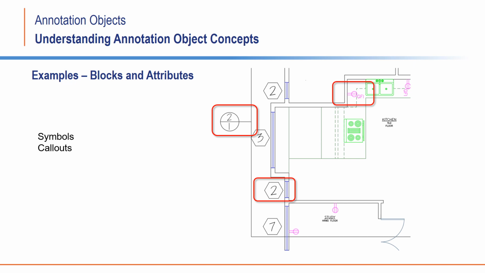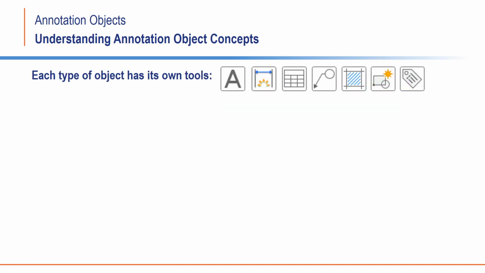In addition to appearing in the drawing, attribute data can also be extracted to create a table or saved to an external file. Each type of annotation object, text, dimensions, tables, multileaders, hatches, blocks, and attributes, has its own tools for creating and modifying them.